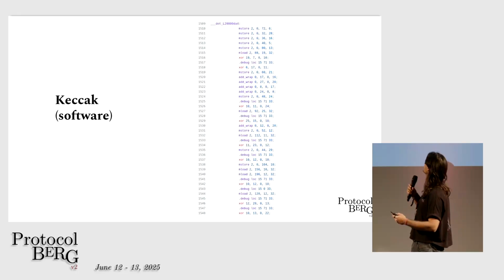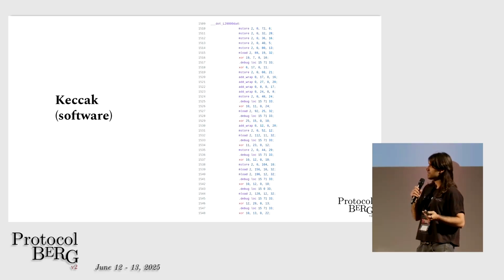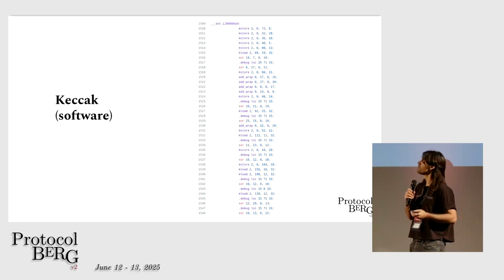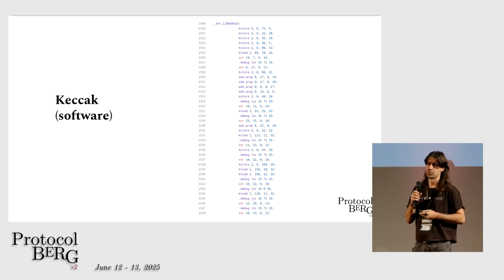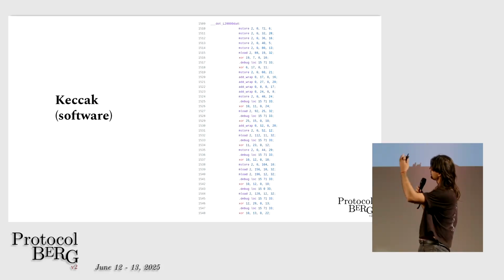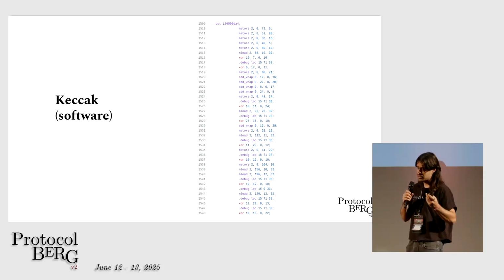I don't expect you all to read this, but this is some of the RISC-V assembly generated from tiny Keccak when you use it in Rust. It's a lot of instructions. It's actually about 700 instructions to run one Keccak permutation. Of course it doesn't fit here, but I just wanted to show how large it looks.